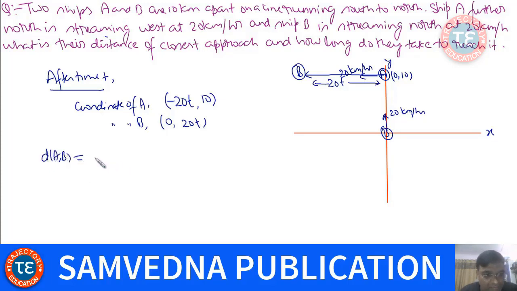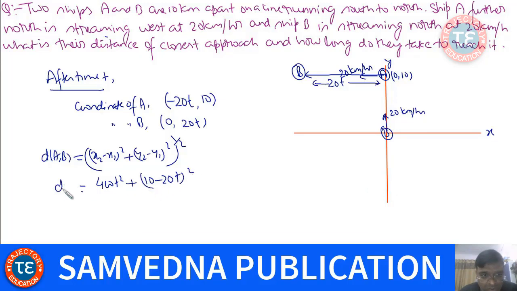So what is the distance between A and B? We'll use the distance formula, that is x2 minus x1 whole square plus y2 minus y1 whole square, under root. That's the distance formula. So that will give you x2 minus x1 whole square is going to be 400t square, and here you have 10 minus 20t whole square, that is going to be distance square. So that will give me what? 20t square, and from 10 I can take a common, so that will be 1 minus 2t square.